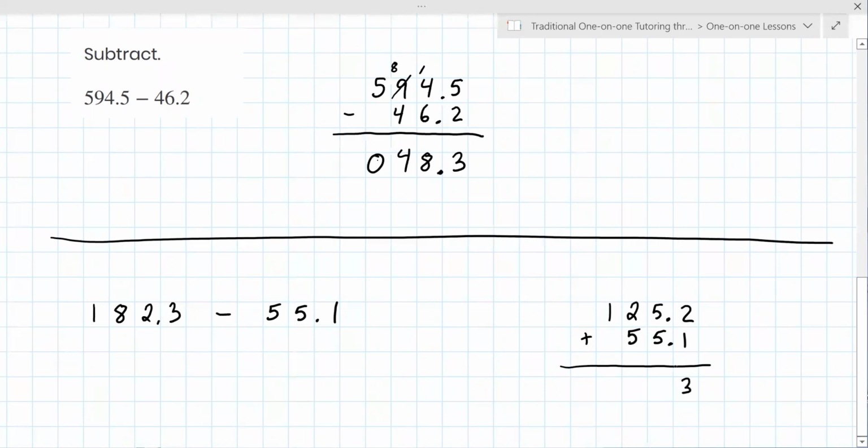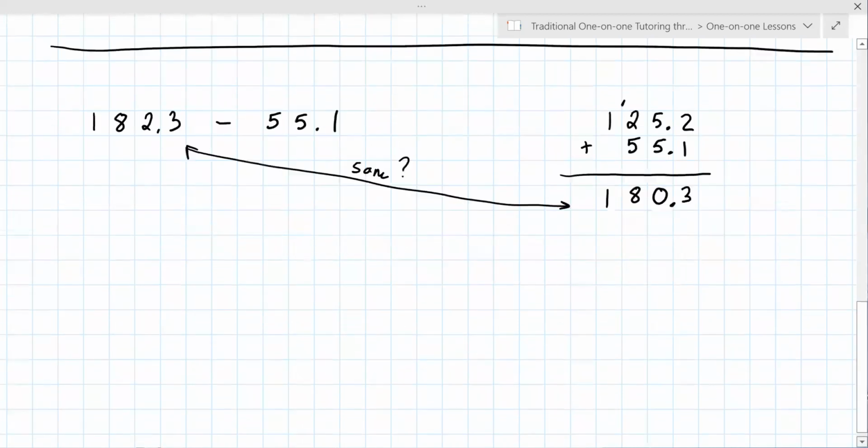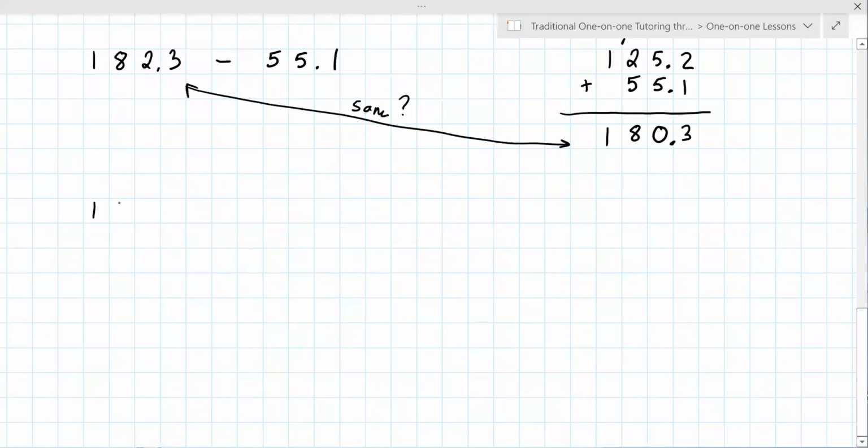So 5 and 5 makes 10, so I'll put a 0 down here, carry of 1. 1 plus 2 plus 5 is 8, and then bring down the 1. Is this the same as this answer? No. So something went wrong, so let's look at it together. It probably has to do with a carry, but it takes a while to get this where you're really comfortable with it.